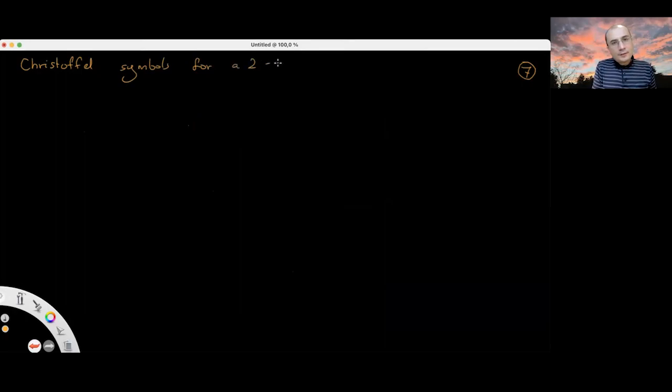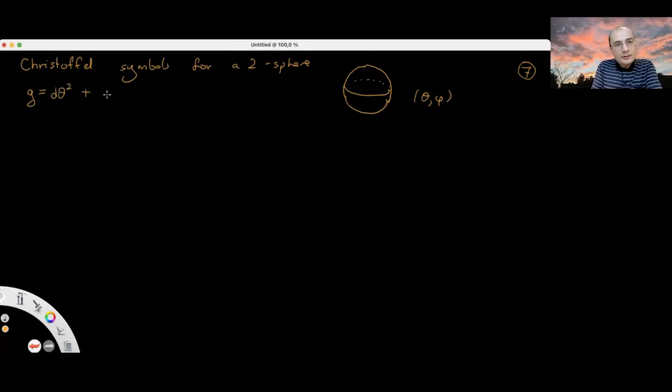For a two sphere. So we've got a two sphere of radius 1, a standard sphere you know very well. The metric of the sphere, in the standard spherical coordinates theta and phi, is d theta squared plus sine squared theta d phi squared.